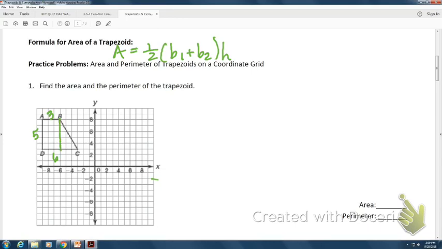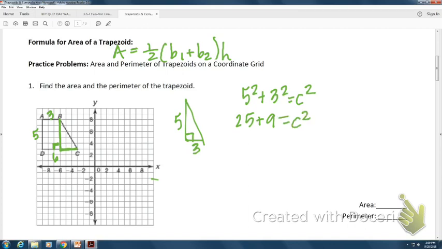Pythagorean theorem. I personally think Pythagorean theorem is a lot easier because you can just drop that height and then you have a right triangle. So what would be the length of one of my legs? 3, and the other one? 5. So let's find 5 squared plus 3 squared equals c squared. 25 plus 9 equals c squared. 34.